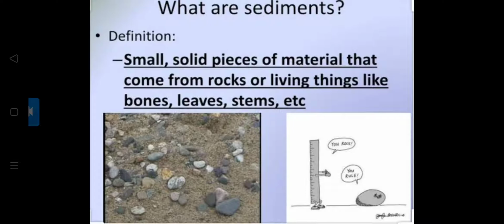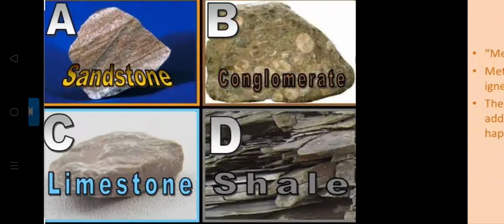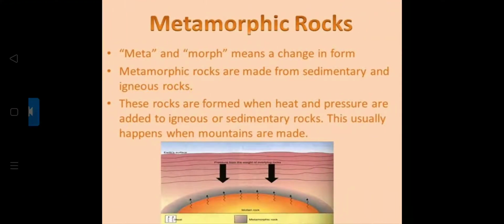So these are the three types of sedimentary rocks which are formed. Then we move on to metamorphic rocks, the last one. As I said in my previous class, igneous rocks and sedimentary rocks put together form metamorphic rocks. Meta and morph means a change in form. Metamorphic rocks are made from sedimentary and igneous rocks. These rocks are formed when heat and pressure are added to igneous and sedimentary rocks.